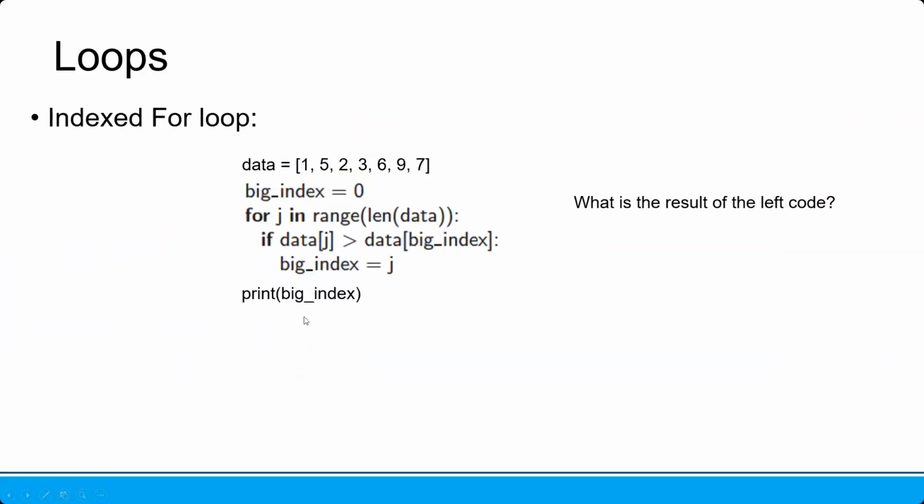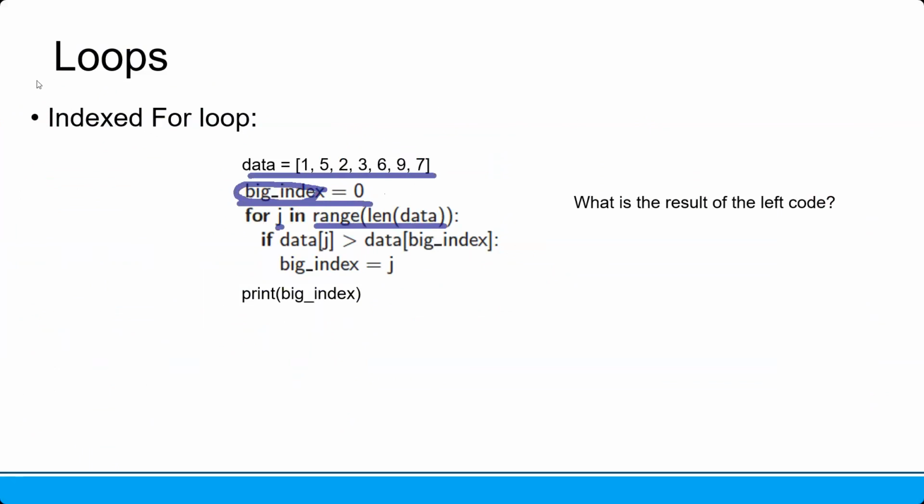Now this condition we already learned last week. We have this data 1, 5, 2, 3, 6, 9, 7, and then we start with the peak index. So this is a variable, and then I would like to have j. It is from 0. Why is it from 0?